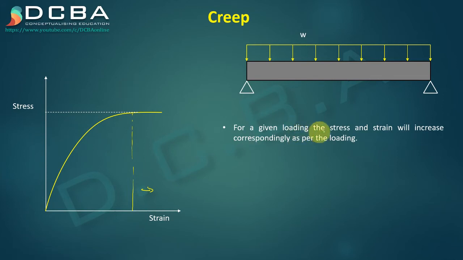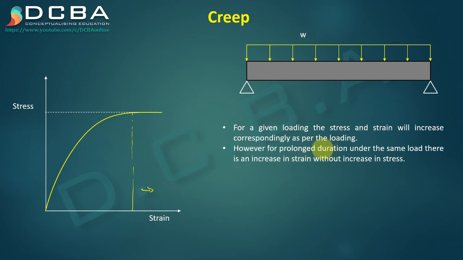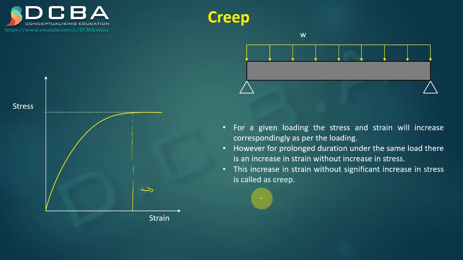So for a given loading, the stress and strain will increase correspondingly as per the loading. However, for prolonged duration under the same load, there is an increase in strain without increase in stress. So first it will show a normal behavior till this point, but as the load is sustained on the member for a long time, then it will show increase in strain for a constant stress. So this increase in strain without significant increase in stress is called as creep.